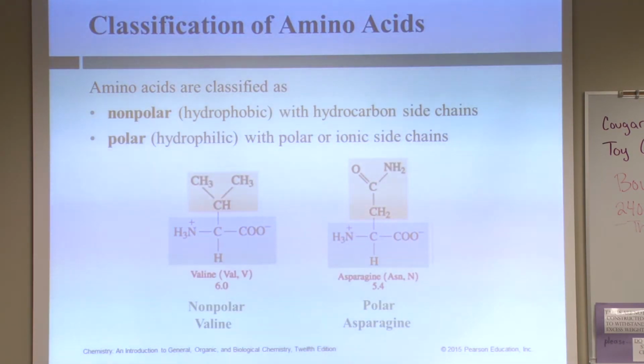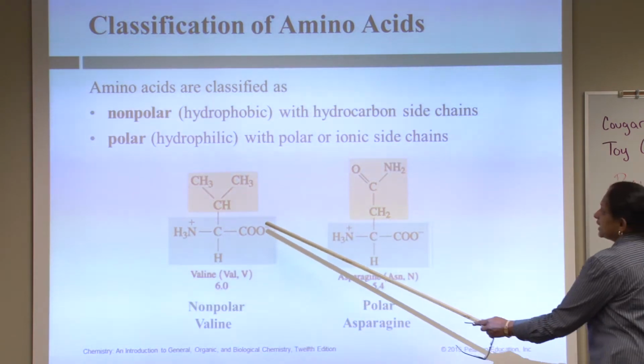Now we have two groups of amino acids. These are the non-polar or the hydrophobic. Hydrophobic is water-hating, not liking water. And polar, hydrophilic, is liking water. So how do we decide an amino acid is hydrophobic or hydrophilic, non-polar or polar?